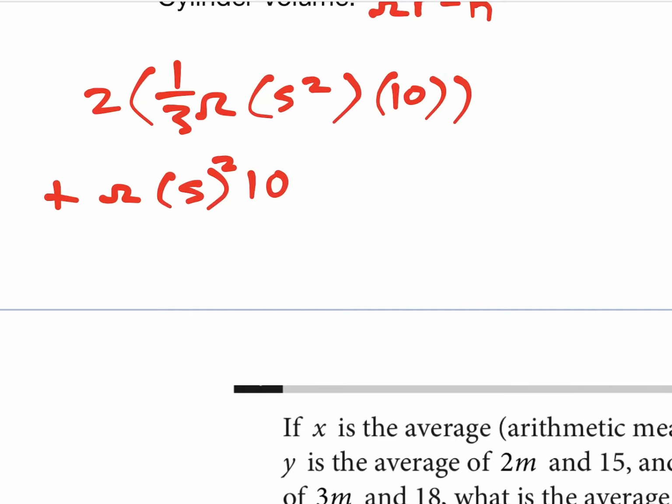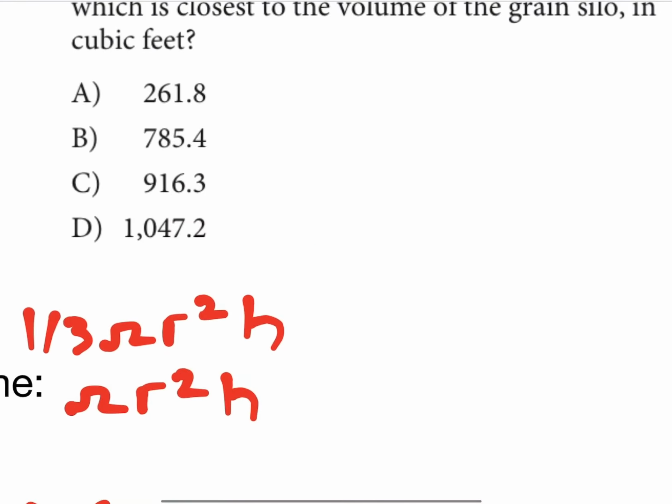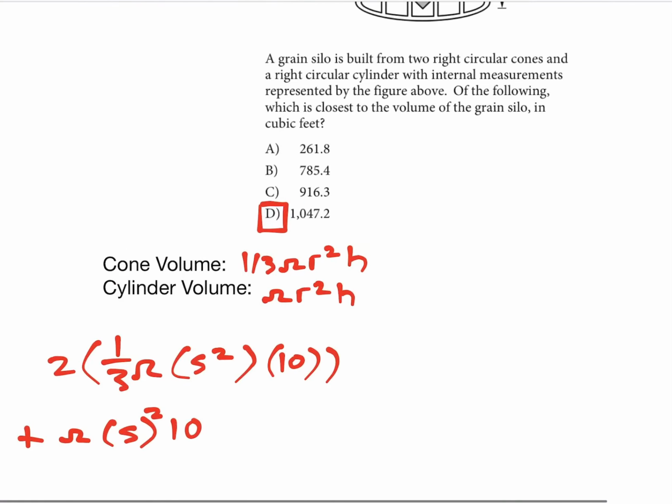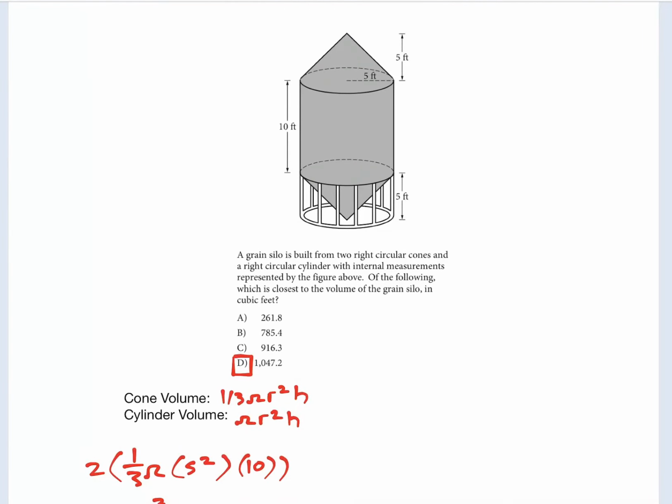So I recommend that you also do this just to get practice with plugging these numbers in. Plus 250 times pi. And I get about 1045. That's rounded. And if we look at these answer choices, that is closest to choice D, which is the exact 1047.2. So for this question, all you want to do is be able to break down the diagram that they've given you and then use the formulas that you know.